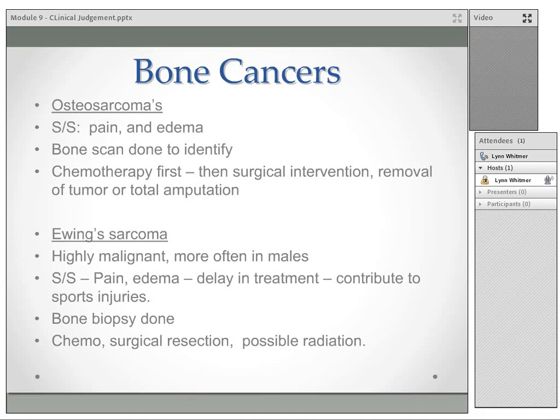When we're talking adolescence, it's going to be much more severe, and we have to really be looking out for depression, withdrawal, social isolation, all of those nursing diagnoses as well. Ewing sarcoma is another. It's highly malignant, and we see it more often in males, according to your textbook. Again, the signs and symptoms are pain and edema, and there's a delay in treatment once again because we attribute it to sports injuries, and people don't look at it.